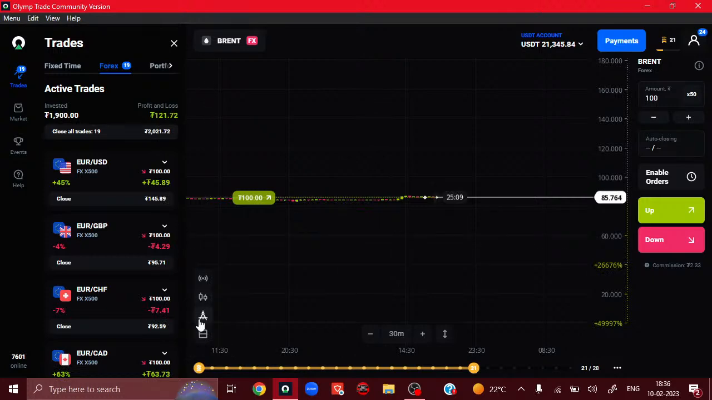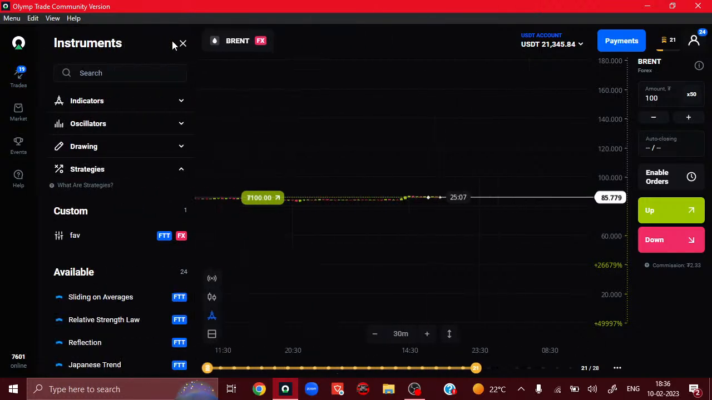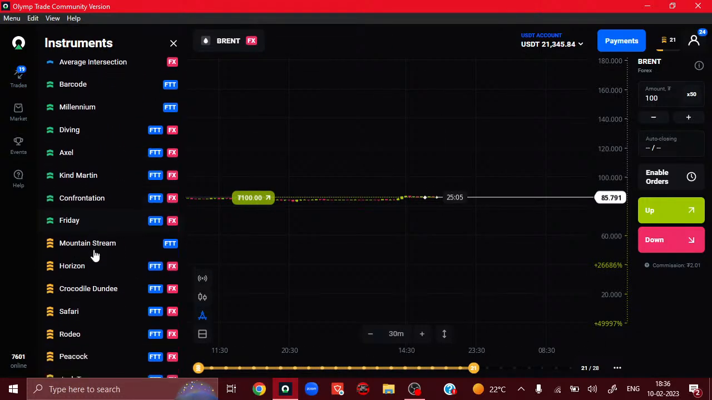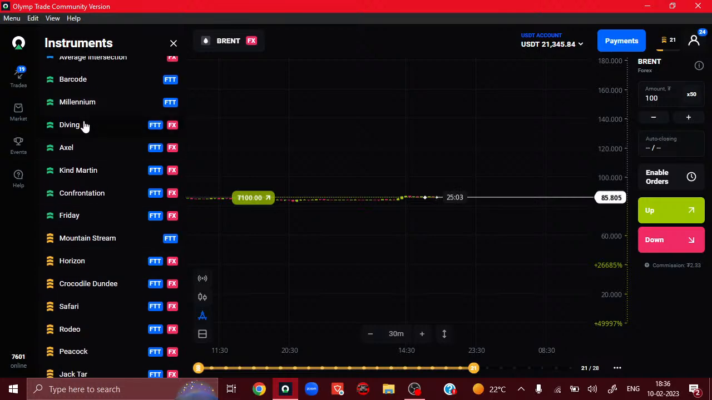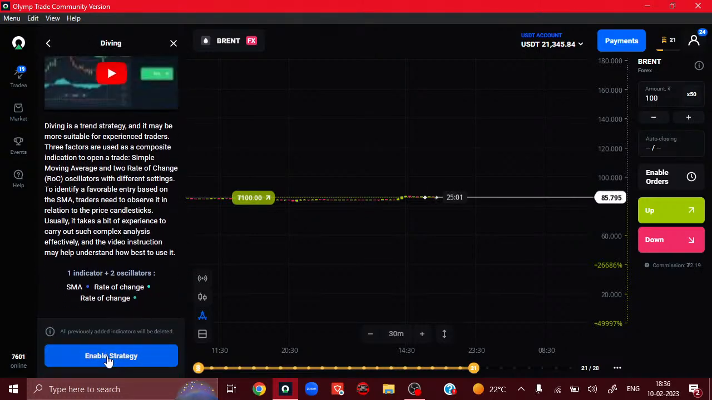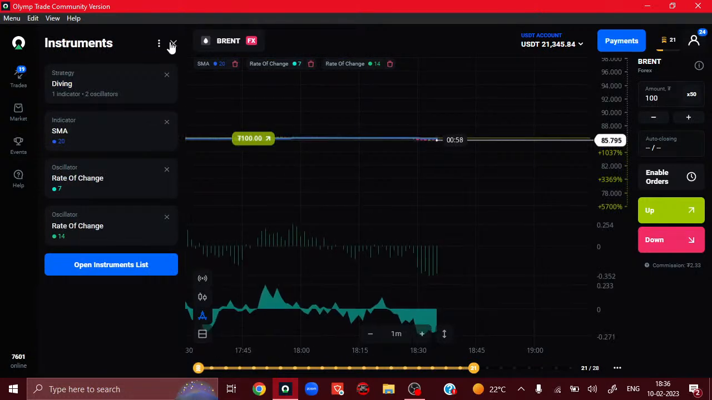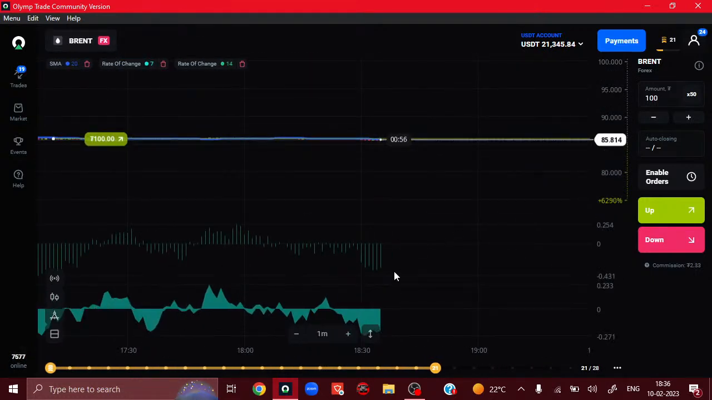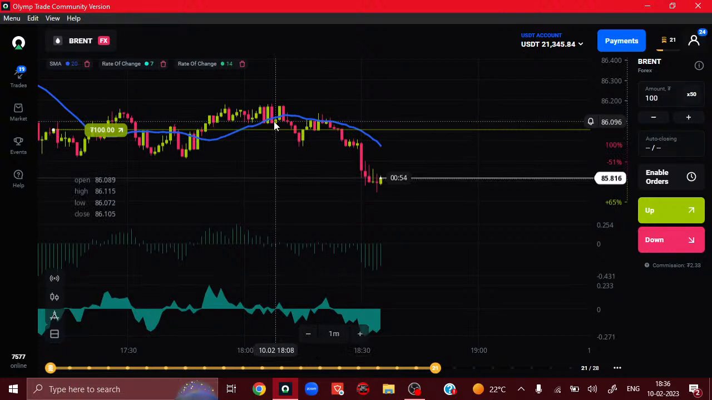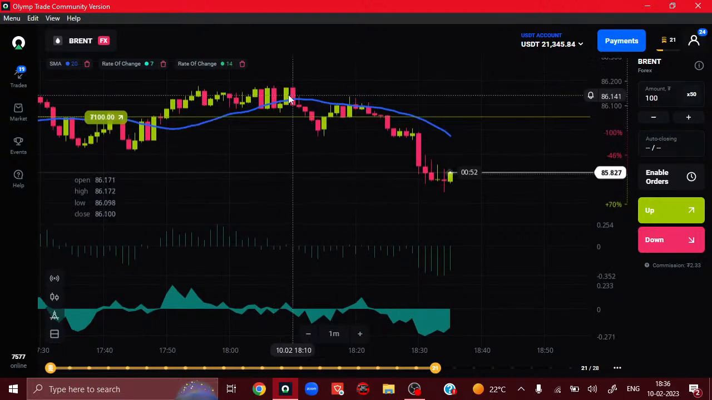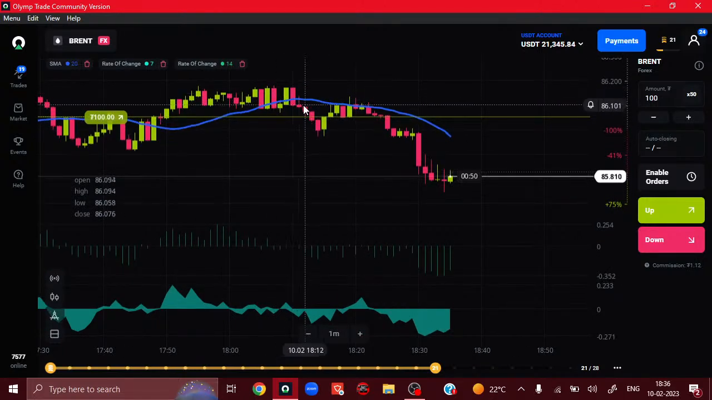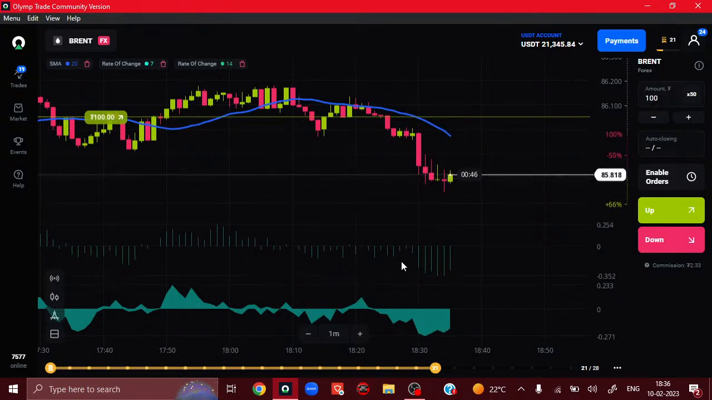Okay, so let us now apply this strategy. Once we click on the strategy and click on enable, you will be able to see that the chart has changed. There is an SMA of the value 20 here, and we can see two rate of change oscillators with different settings. One is with the period 14, one is with 7.